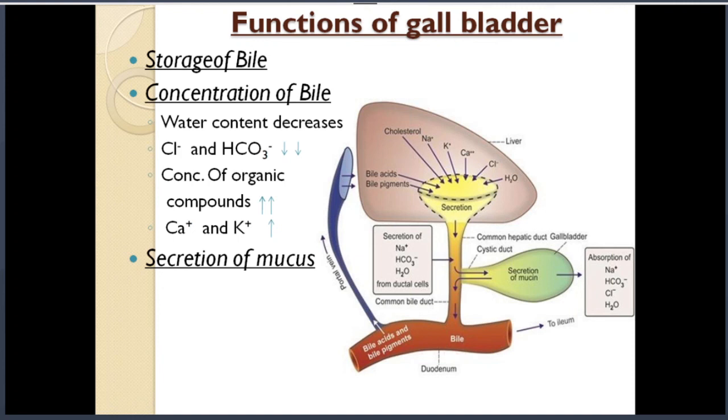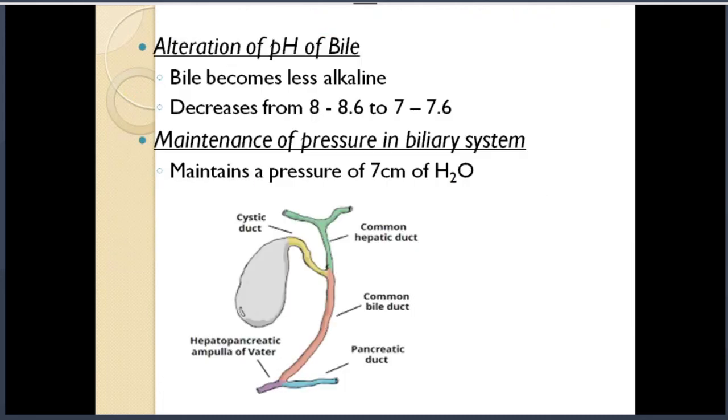Along with this, only one secretion occurs in the gallbladder, that is secretion of mucin. And mucin is very important because it provides lubrication in the intestine, to the chyme. So this is the only addition that occurs in the bile, that is secretion of mucin in the gallbladder.